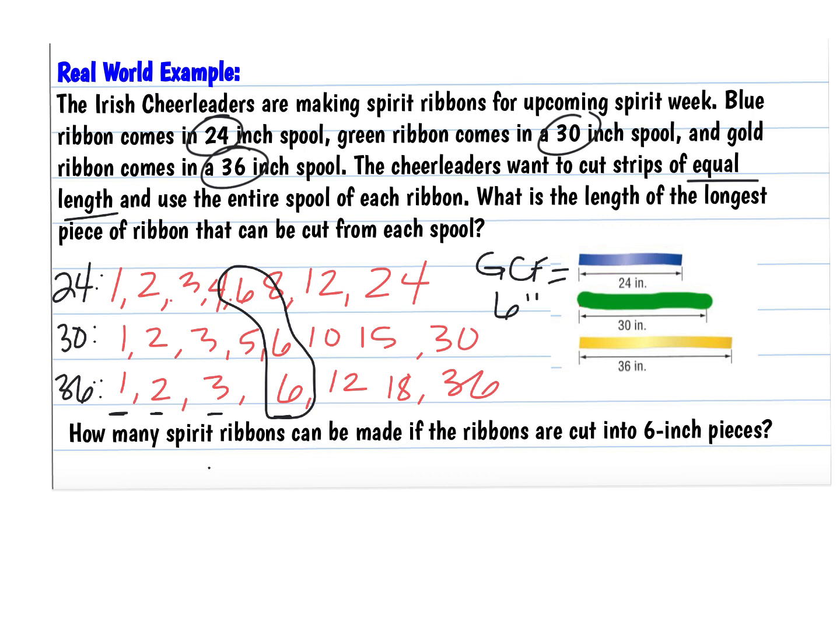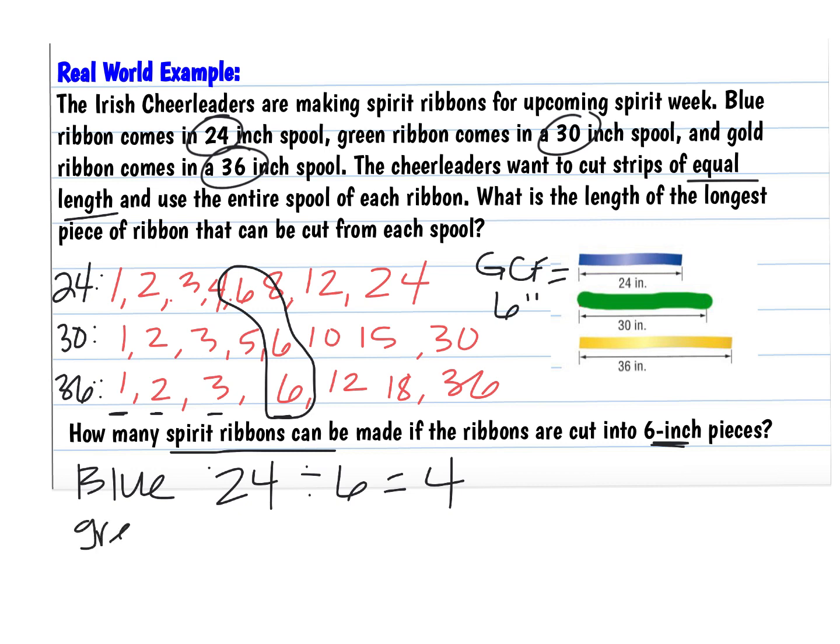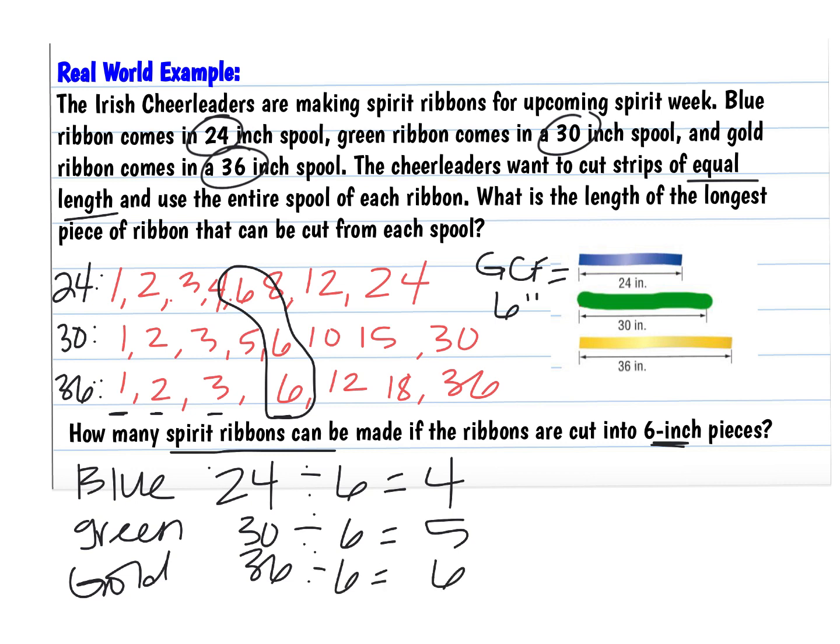So the next question is, how many spirit ribbons can be made if the ribbons are cut into 6-inch pieces? So how many for each spool? So we know that for blue, it's 24 inches. So we're going to take 24, divide it by 6, and we'll get 4 ribbons from the blue spool. Green is 30, so we do 30 divided by 6, which is 5, and we get 5 greens. And then gold is 36 divided by 6, and we get 6 ribbons from the gold.